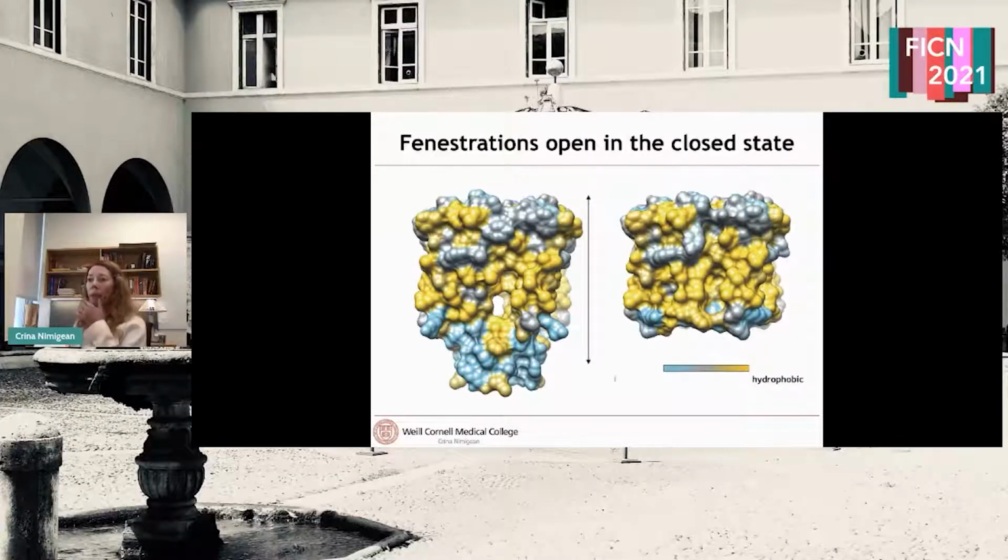So again, I would like to highlight this part that was quite interesting. These fenestrations actually open in this closed state. This is the closed state, and it's a space-filled model. This is the transmembrane part, this is the linker region, and this is the fenestration that opens up in the closed state. And in the open state, which is also showing the same space-filled model, it doesn't exist.